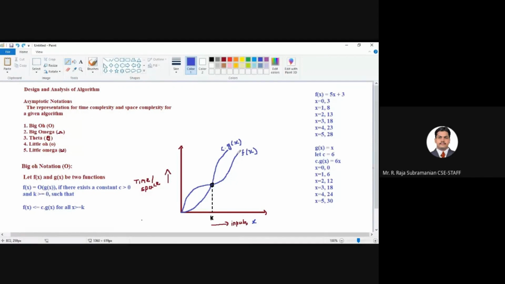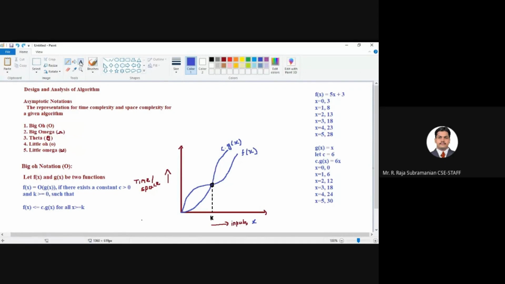Am I making it clear now? Yes, sir. So what is the worst case of f of x? The worst case of f of x is c into g of x. After above c into g of x, f of x will never go. That's what the big O notation says, right?